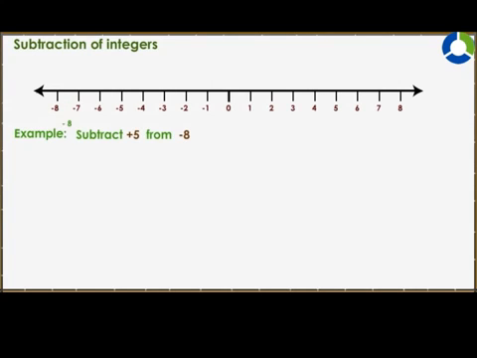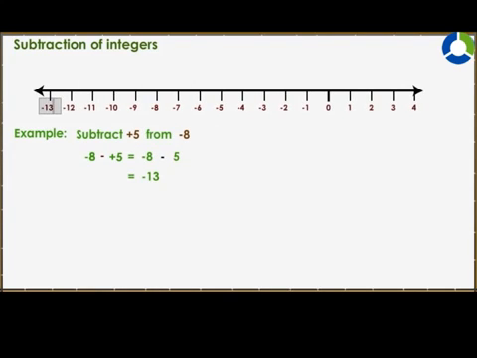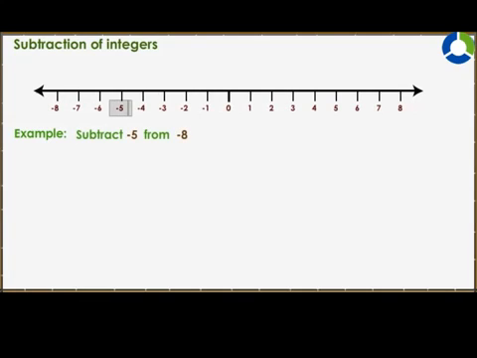Subtract positive 5 from negative 8. To subtract negative 8 minus positive 5, first change the sign of the integer to be subtracted. That is, positive 5 changes to negative 5. Then add negative 8 and negative 5. We get negative 13.